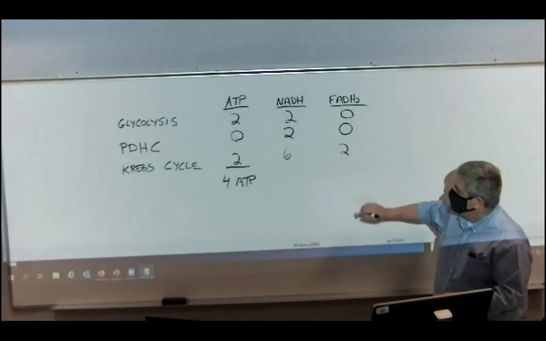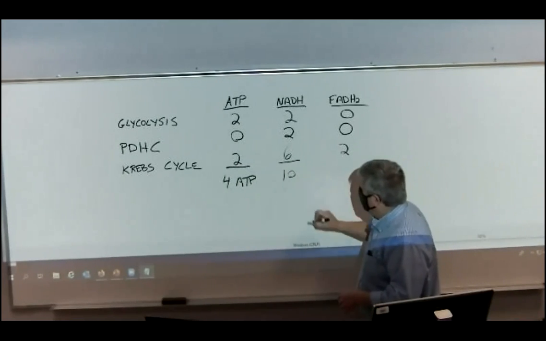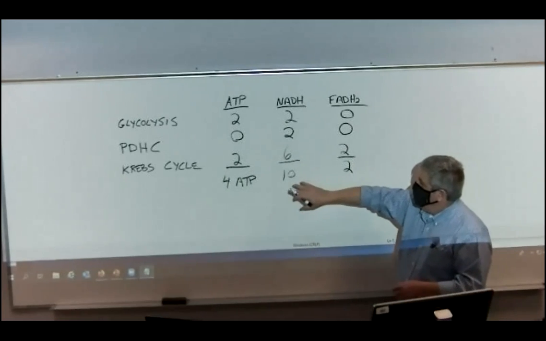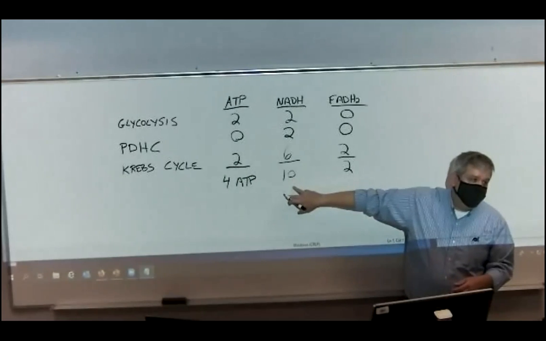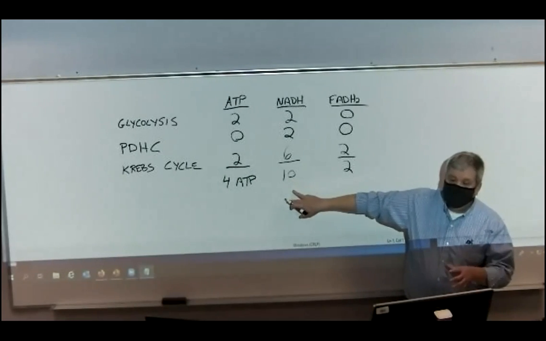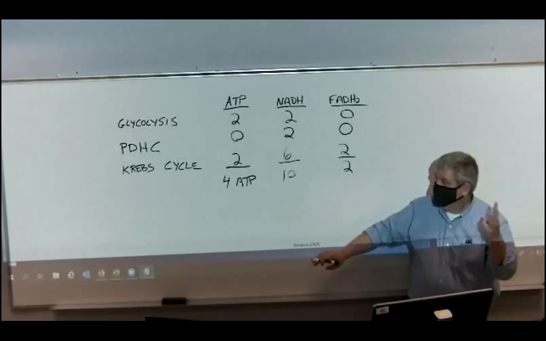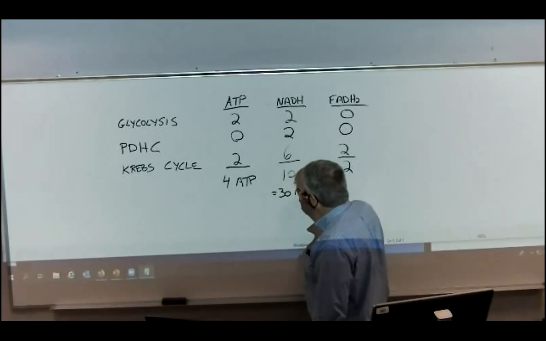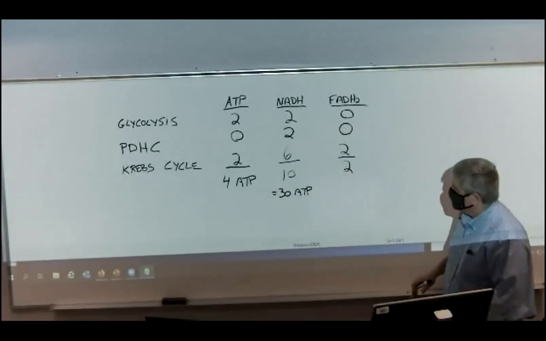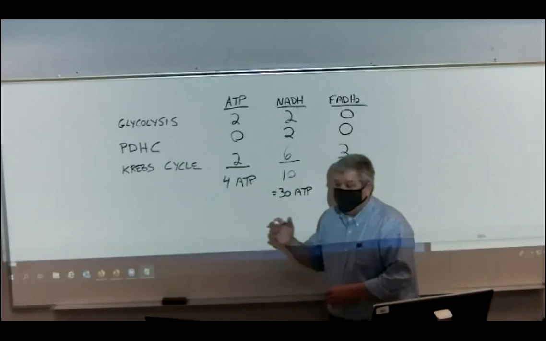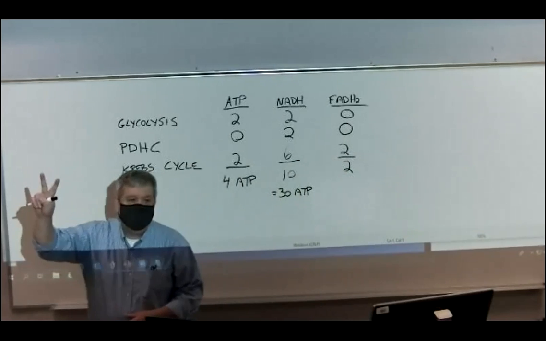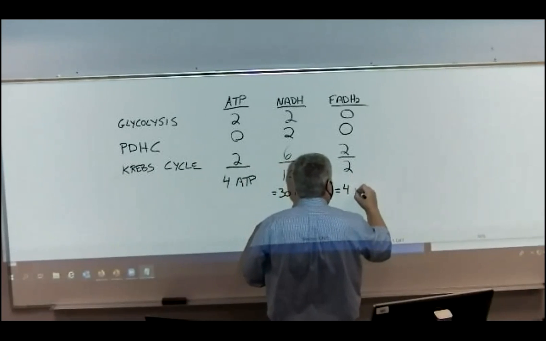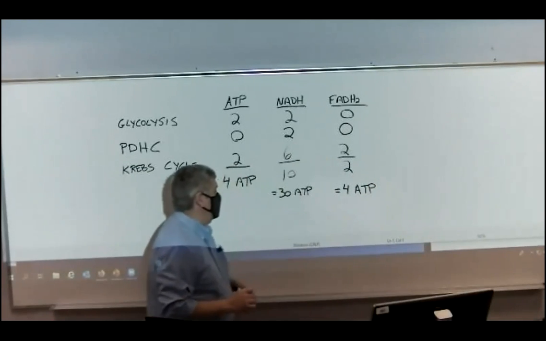Now in the electron transport chain, we have 10 NADH, we have 2 FADH2. Each time an NADH gives up its electrons to the electron transport chain, we're going to make 3 ATP per NADH, right? So that means that these 10 NADH are worth 30 ATP in the electron transport chain. Okay? Each time an FADH2 gives up its electrons to the electron transport chain, we're going to make 2 ATP. So these 2 FADH2 are worth 4 ATP in the electron transport chain.